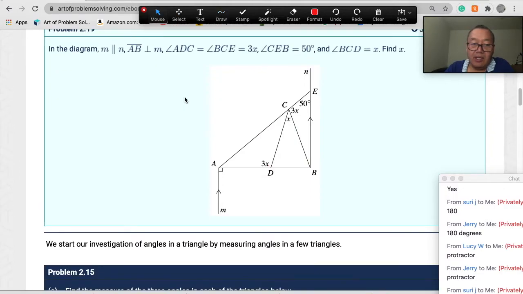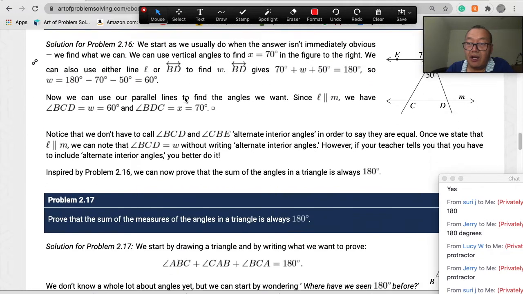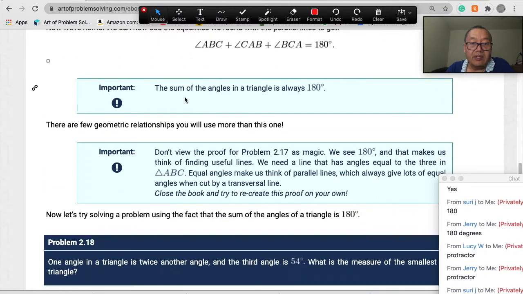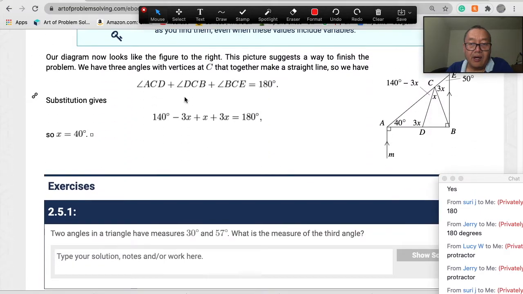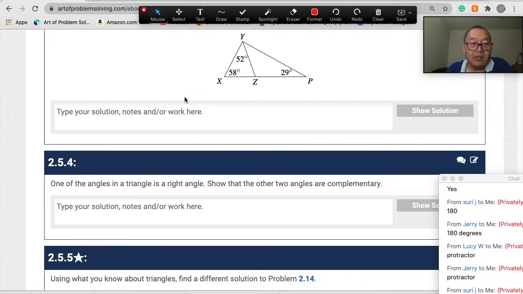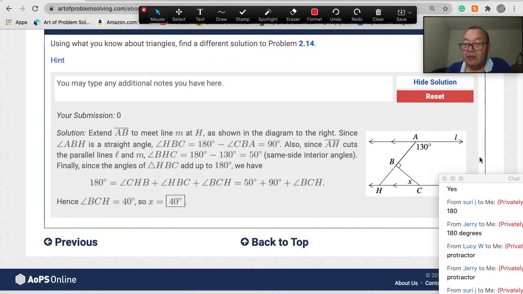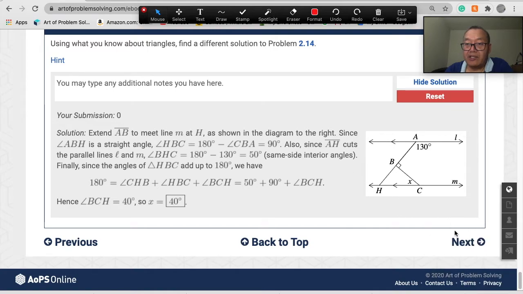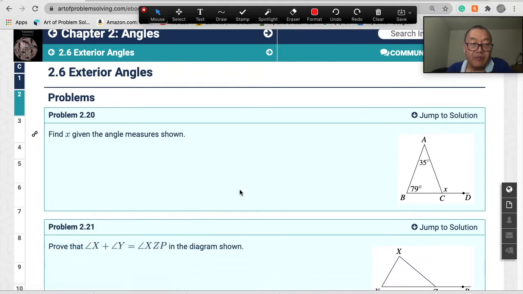Now let's see. Actually, we already finished this section. This section is kind of easy. The exercise problem will be homework. Now let's go to the next section.